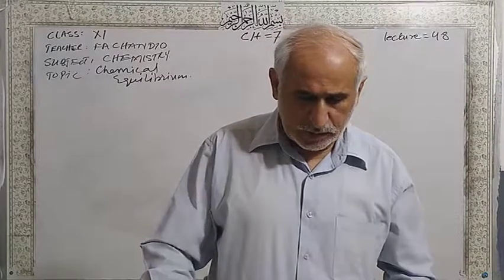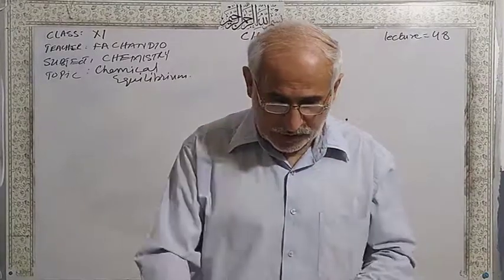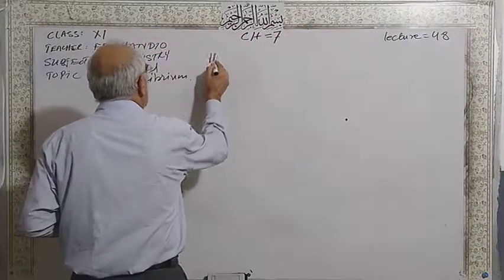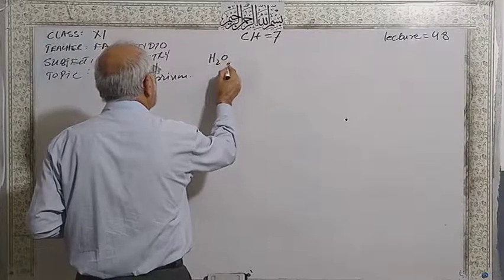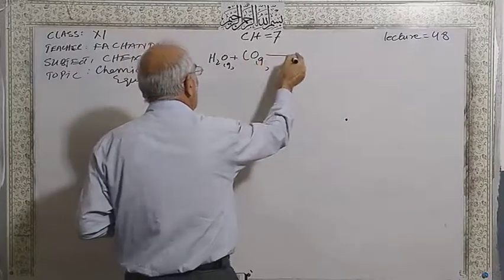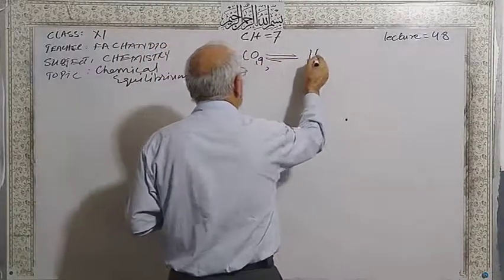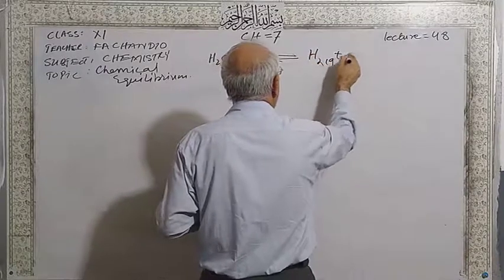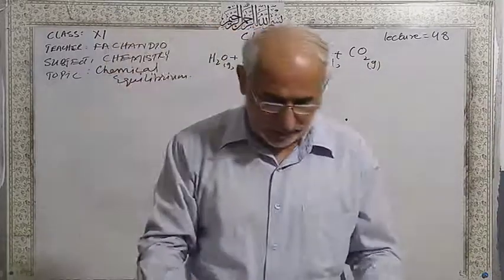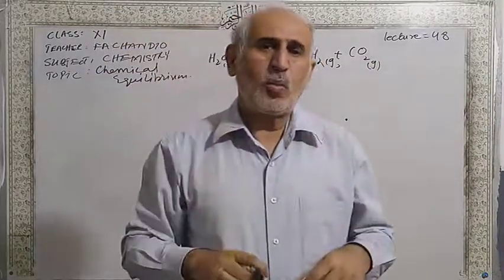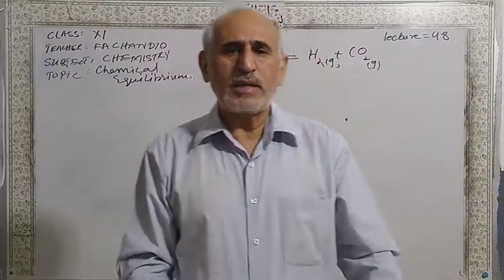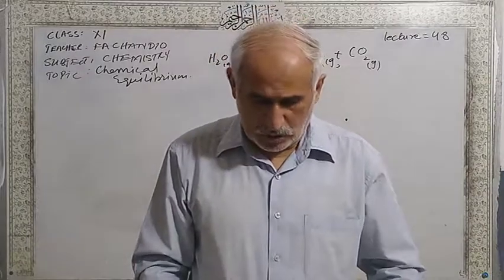So here is an example of a reversible chemical reaction, which we have to explain. You have water in the gaseous state and carbon monoxide in the gaseous state, forming hydrogen gas and carbon dioxide gas in the gaseous state. When all the reactants and products are in the gaseous state, we call them homogeneous equilibria. Homogeneous equilibria means all are in the same phase, the same state.